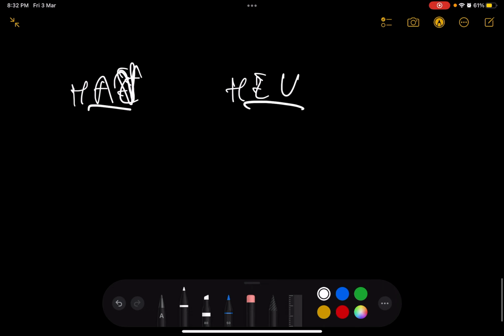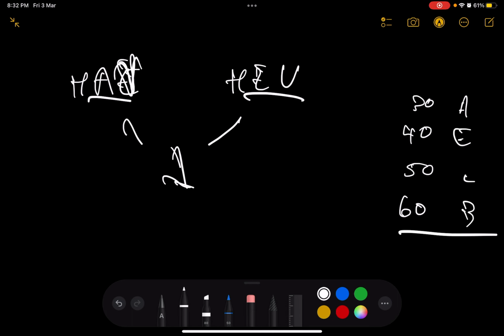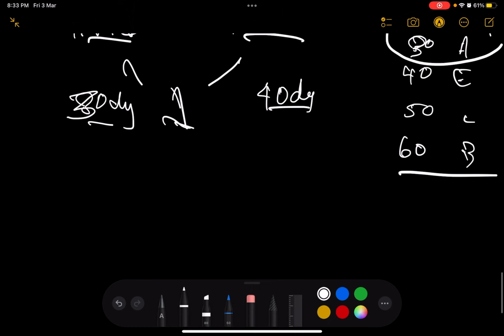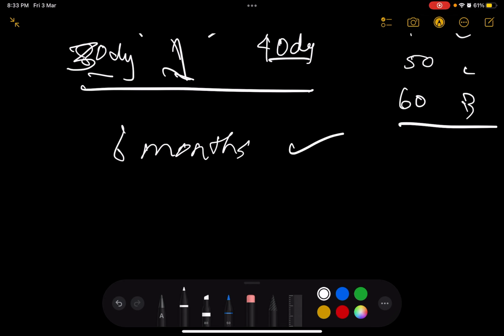If that is the scene, then you should know the incubation period is something like 30, 40, 50, 60 days: A, E, C, B. So you would have your symptoms for A in around 30 days. For B, you would have it in around 40 days, an incubation period. And because he's presenting at 6 months, you're well established to do a diagnosis.